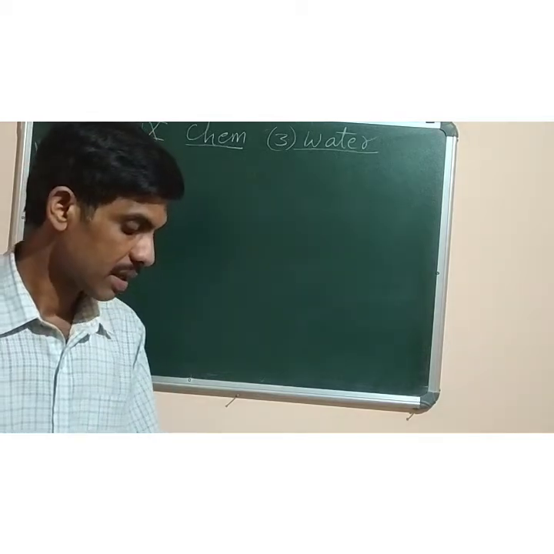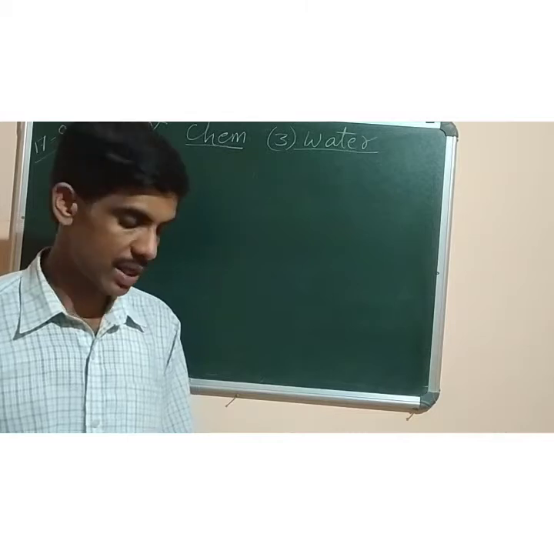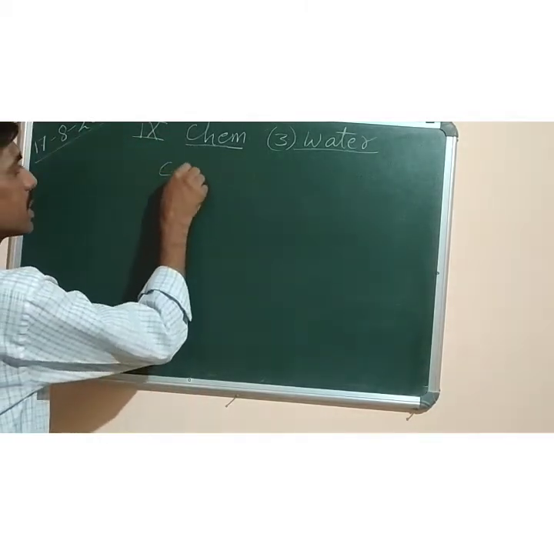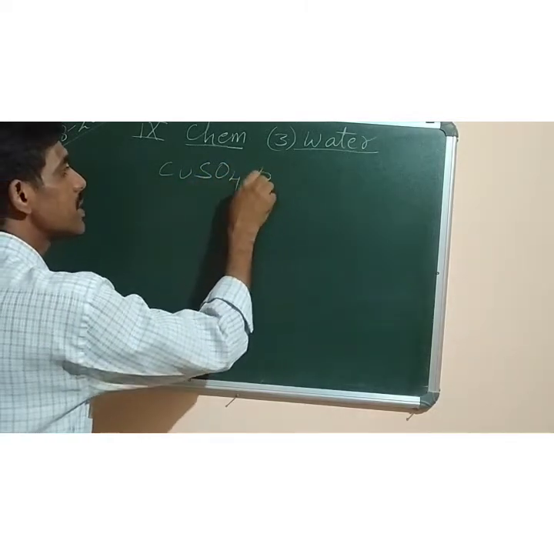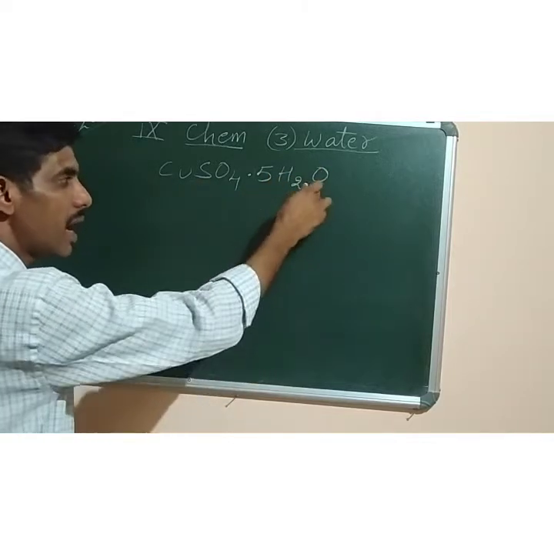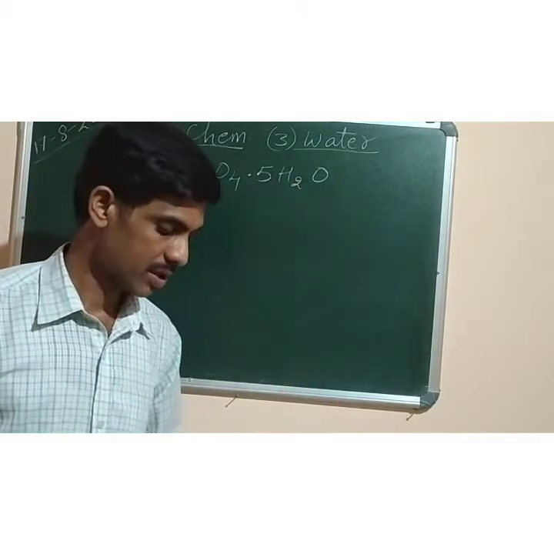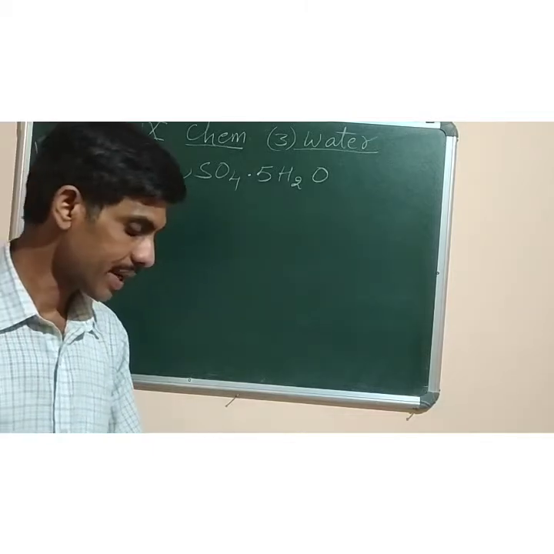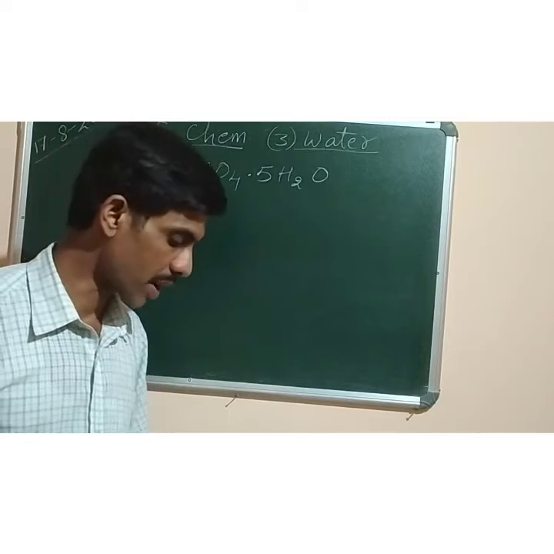In combined state, water is present in many salts as water of crystallization, like copper sulfate pentahydrate. If you see this salt, CuSO4, copper sulfate, penta means 5 molecules of water. So it is called copper sulfate pentahydrate. It means 5 molecules of water is present in this hydrated salt. Similarly, magnesium chloride hexahydrate, zinc sulfate heptahydrate means 7 molecules of water.